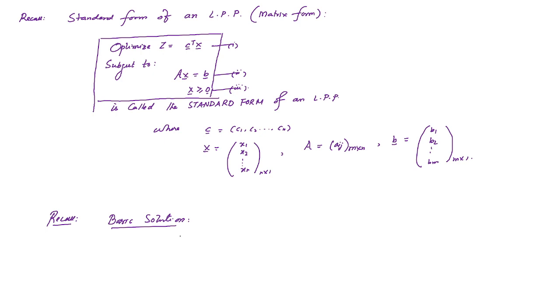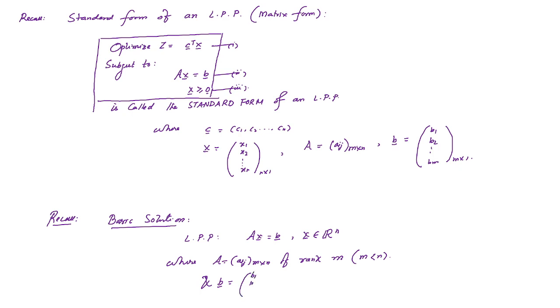So here the assumption is the LPP is in the standard form, linear programming problem. This will be AX equals b, and x is basically a vector belonging to Rn, n tuple, and where A is basically Aij, m cross n real matrix of rank m, this is very very important, and m is strictly less than n. And b is basically b1, b2, dot dot bm, an m cross 1 real matrix. This belongs to Rm.